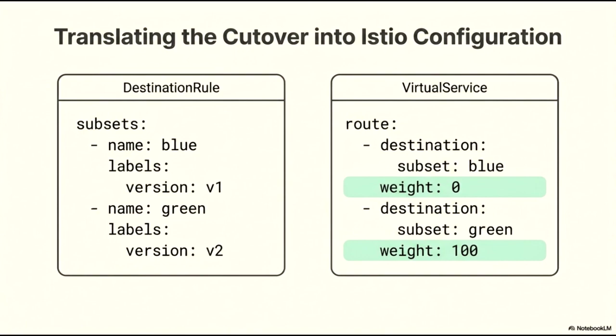By setting the weight for the blue subset to 0 and the weight for the green subset to 100, we effectively shift all incoming traffic to the green environment. This declarative approach provides a precise and controlled method for executing the final cutover from version v1 to v2.